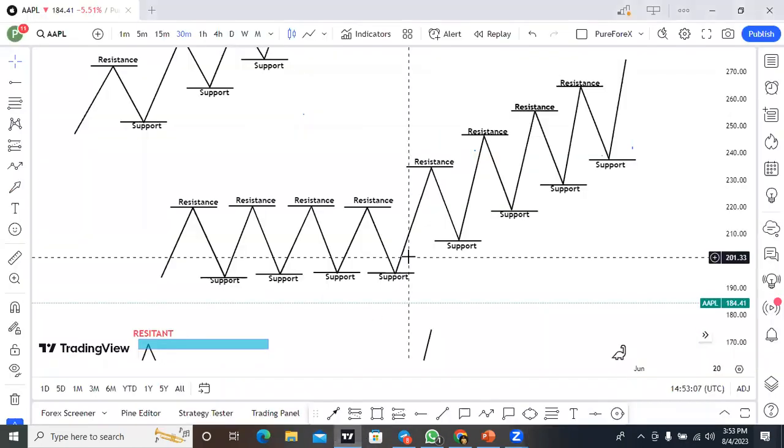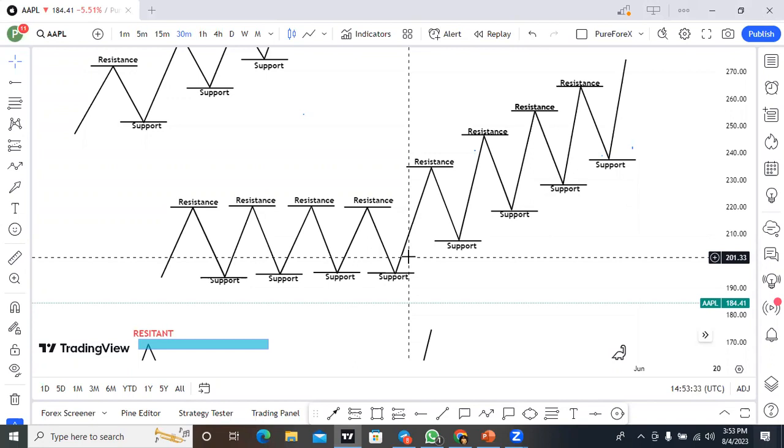Support and resistance is one of the oldest concepts in the trading industry. What then is support and resistance? Support and resistance are price levels that mark out important turning points in a market. You can think of support and resistance as barriers that prevent the market from going in a certain direction.